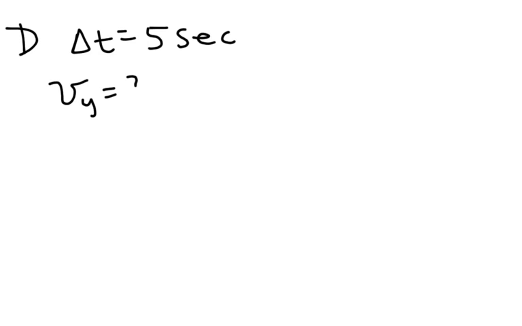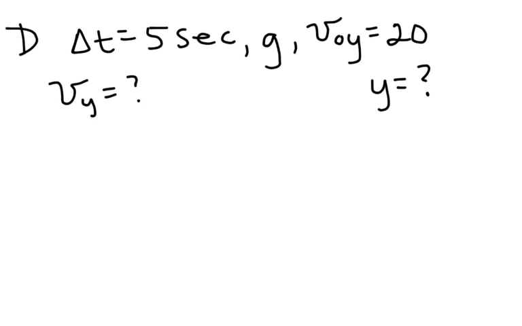And lastly, if I have a delta t of 5 seconds, what is my v sub y, and then what is my y in relationship to the top of the cliff? Let's review the givens. We already have the acceleration, which is g. We also have our initial vertical velocity of a positive 20.0 meters per second.